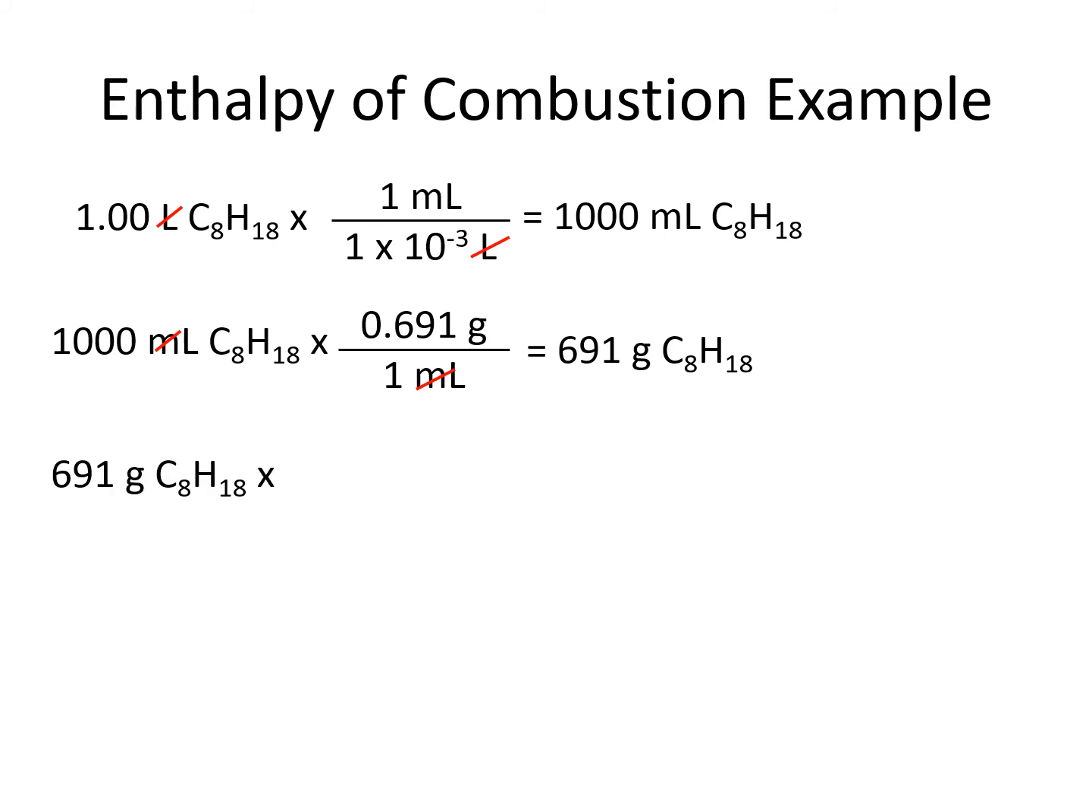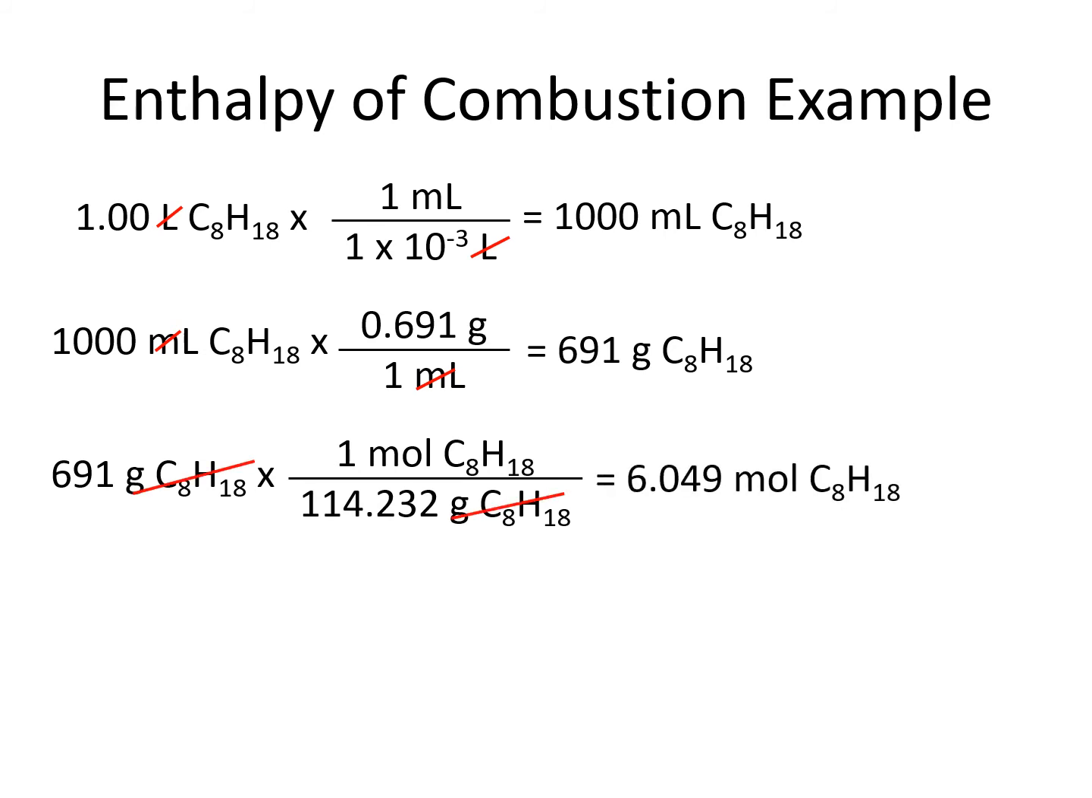Then we can go from grams into moles by dividing by the molar mass of isooctane. So we do 691 divided by 114.232, and that gives us 6.049 moles of isooctane.